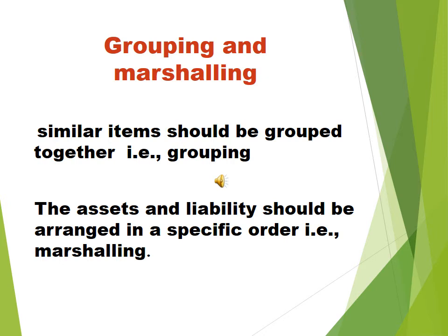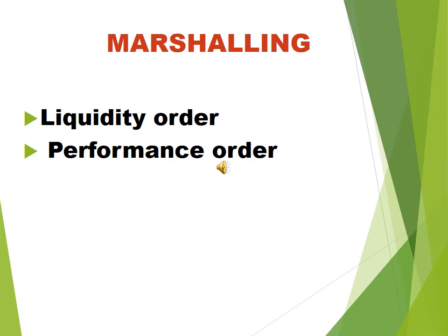Whereas marshalling is a little bit different. The asset and liability should be arranged in a specific order. That is called marshalling of data. There are two methods in marshalling, the liquidity order and the performance order.